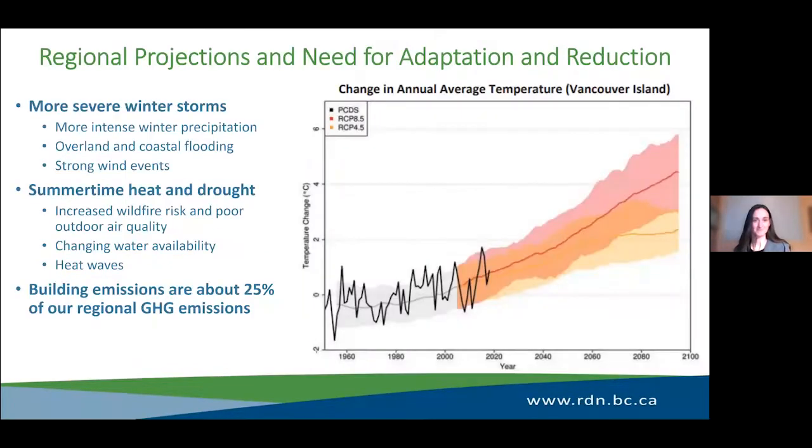Okay, regional projections and the need for adaptation and emissions reductions. This past year has brought us some pretty wild weather extremes. Both the heat dome in June and the massive atmospheric river we had last week are really consistent with the type of weather projected to become more common in our area due to the effects of climate change. This creates a different level of risk from what we're used to and makes the need to adapt quite clear.